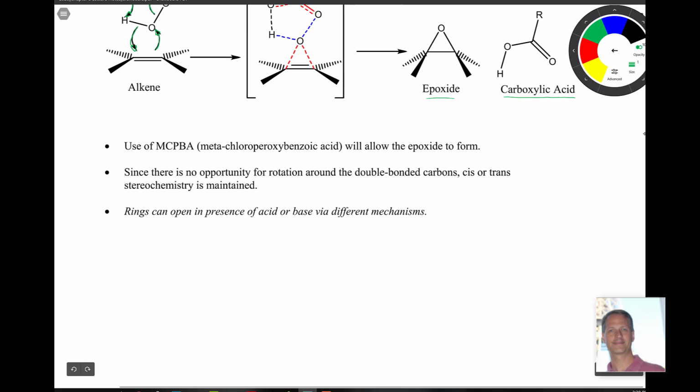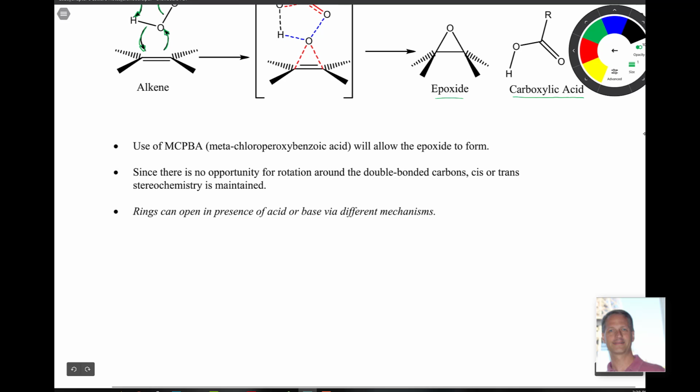These rings are going to be able to open up in the presence of an acid or a base via different mechanisms. We'll see in our next lecture how it opens up in an acid, and later this semester we're going to see how they open up in a base. That is chapter 14.